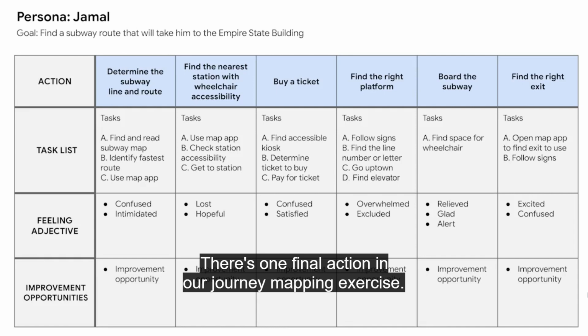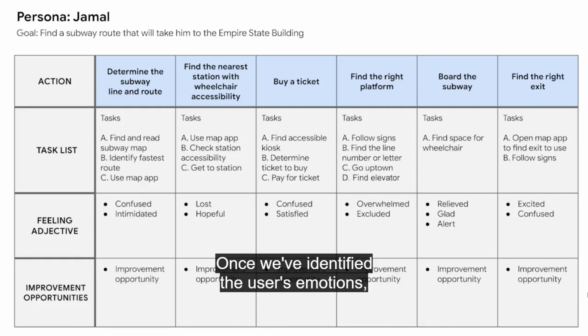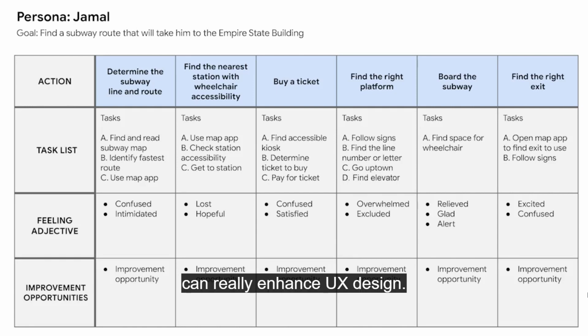There's one final action in our journey mapping exercise. Once we've identified the user's emotions, we can then identify opportunities to improve his user experience. This is where user journey mapping can really enhance UX design.